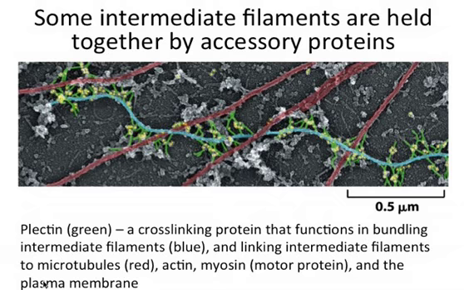So it's just colored. Plectin is green. It's this cross-linking protein, and it's cross-linking intermediate filaments and linking them to microtubules. So the blue are intermediate filaments, red are microtubules, and then there's also actin-myosin in here. Basically it creates this network. It's plectin. See how it's cross-linking? Cross-linking means it binds to one and then to the other.